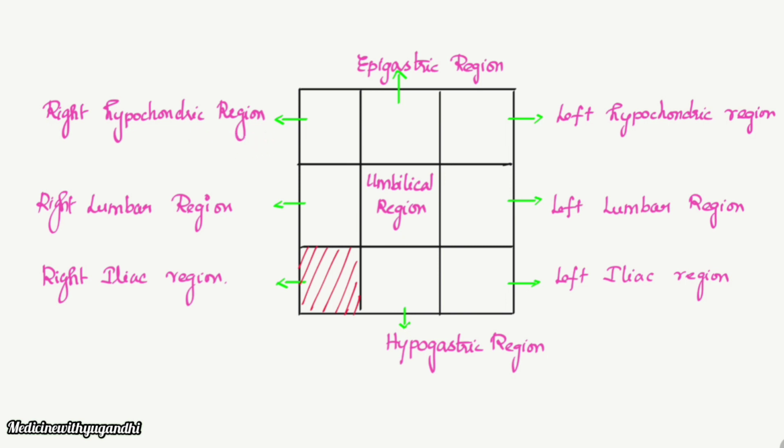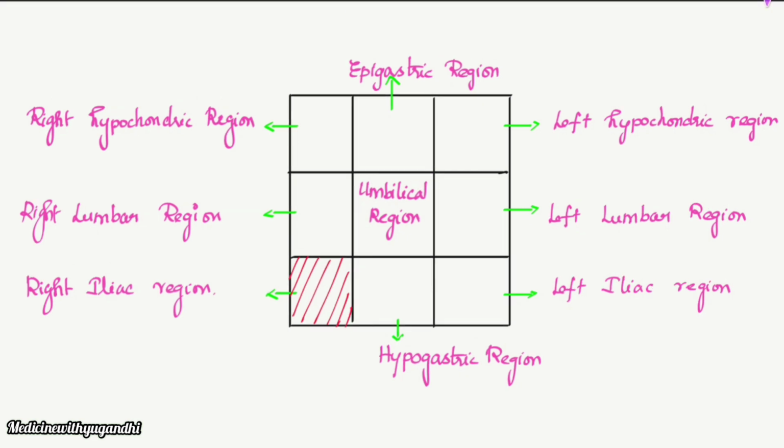One is the right hypochondriac region, epigastric region, left hypochondriac region, right lumbar region, umbilical region, left lumbar region, right iliac region, hypogastric region and left iliac region. Actually the stomach occupies the epigastric region, left hypochondriac region and the umbilical region. But remember that the stomach does not occupy the 3 regions entirely, but some portions of the 3 regions, that is the epigastric, left hypochondriac and umbilical region.